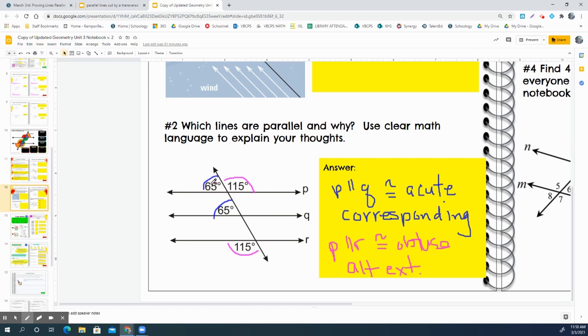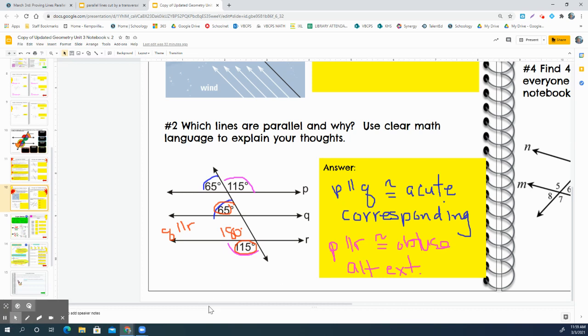But basically, we're going to look at those two congruent angles, the 65 and the 65, and we can say P and Q are parallel. And then we look at the 115 and the 115, and we can say P and R are parallel. You could also, if you're really thinking outside the box and want to impress a teacher, look at the 65 and the 115 here. Those are supplementary. So those are same side exterior. So Q and R are parallel. Q is parallel to R. So lots of different ways to look at these. You just got to be able to defend yourself. Okay.